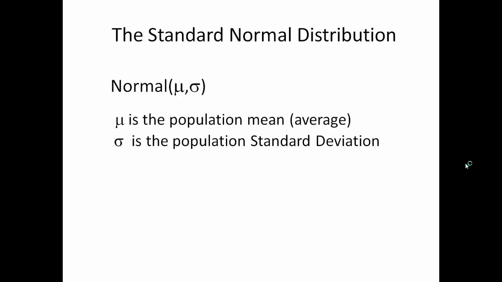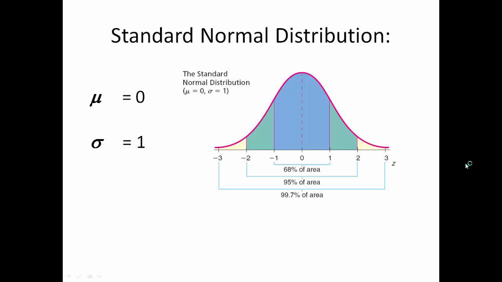With the standard normal distribution, we also have those two same parameters, mu and sigma. In the special case of the standard normal distribution, the mean is equal to 0 and the standard deviation is equal to 1. Here is the layout of the standard normal distribution.